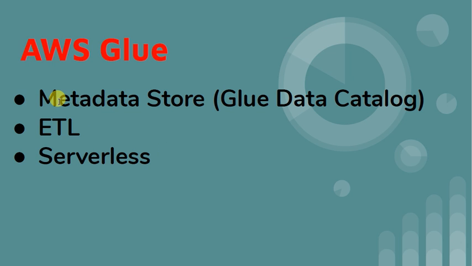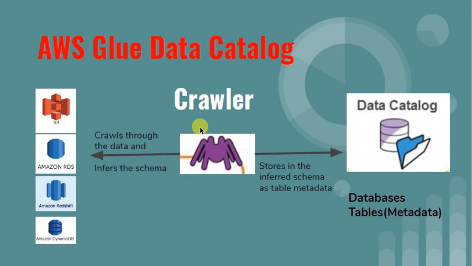One is that it is a centralized metadata store. Another is that it can perform ETL workflows for you. And it is a serverless service. So let us discuss each of these points in detail. Firstly, what is a metadata store? AWS Glue has something called the AWS Glue Data Catalog.